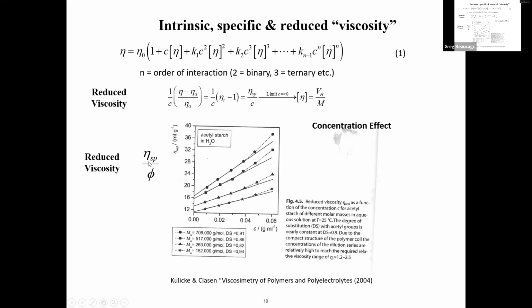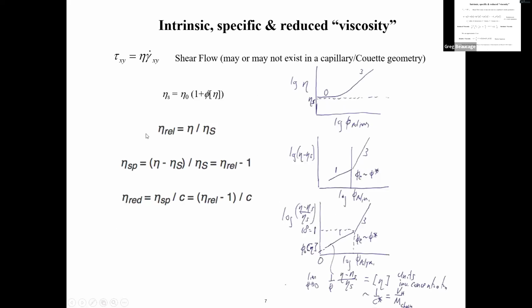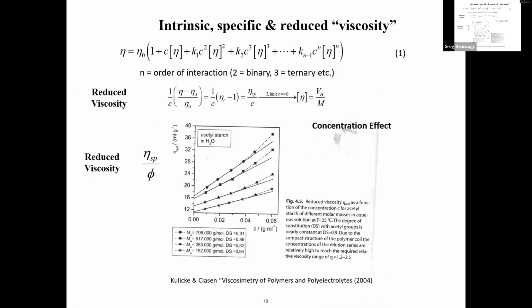this is showing the specific viscosity. Specific should be a power 1, and reduced should have no slope to it. So you have to be careful what's being plotted. This is reduced, so it should have no slope, should just be flat.